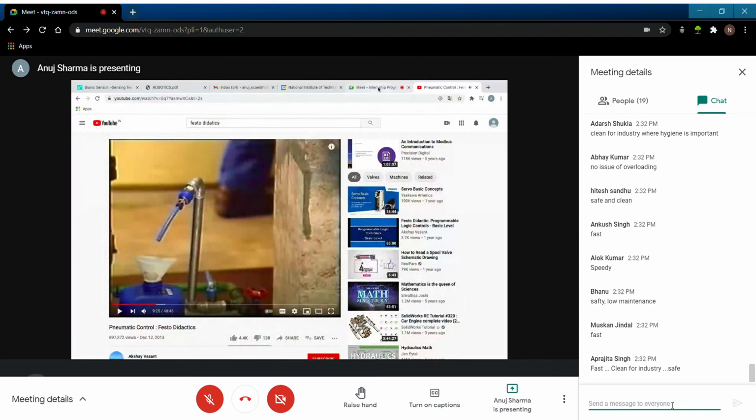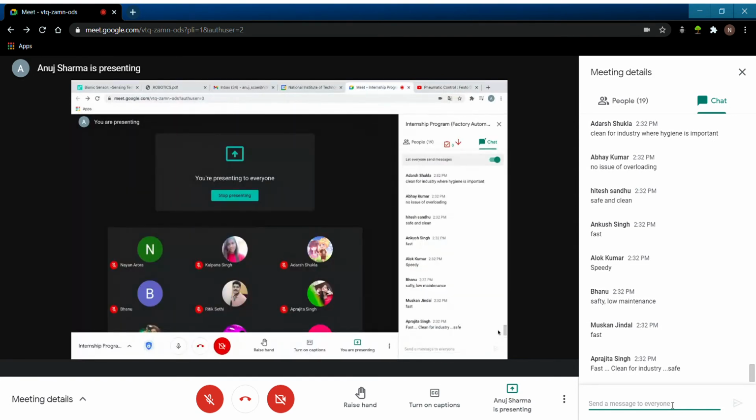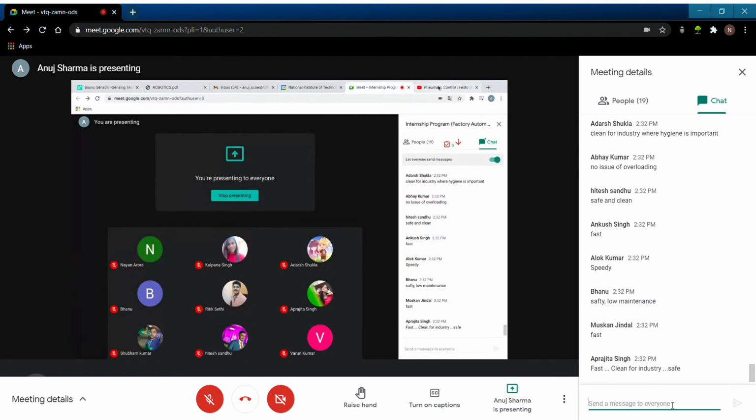So class, kindly focus on this. You have seen that these reservoirs are to be cleaned, or you can say need to be drained. Why? Because the moisture in the air collects at the bottom of your compressor, and when this moisture reaches a very high limit, it can go into your system also.